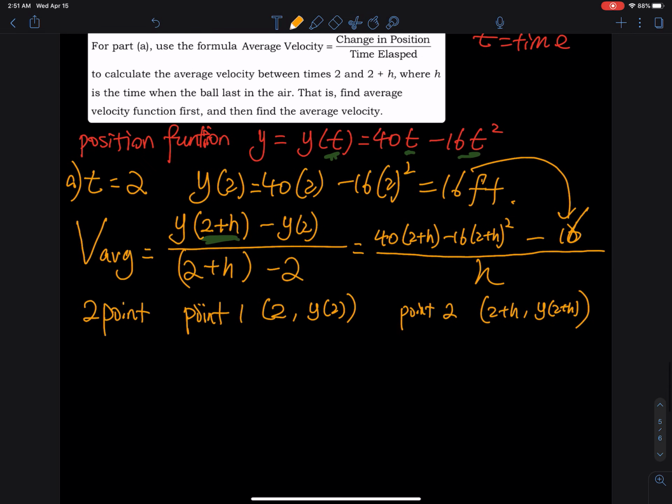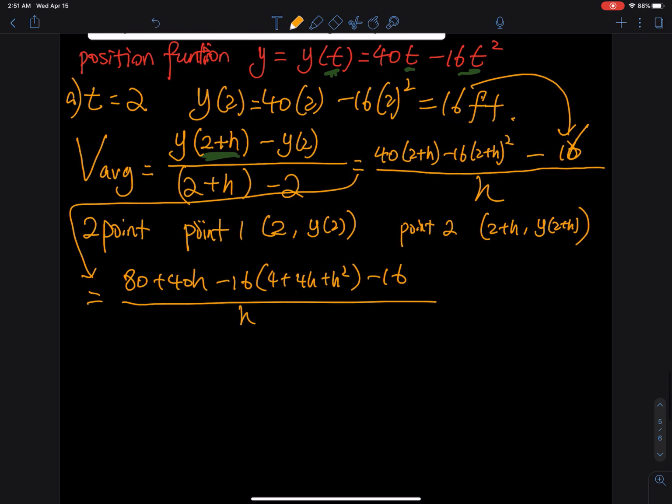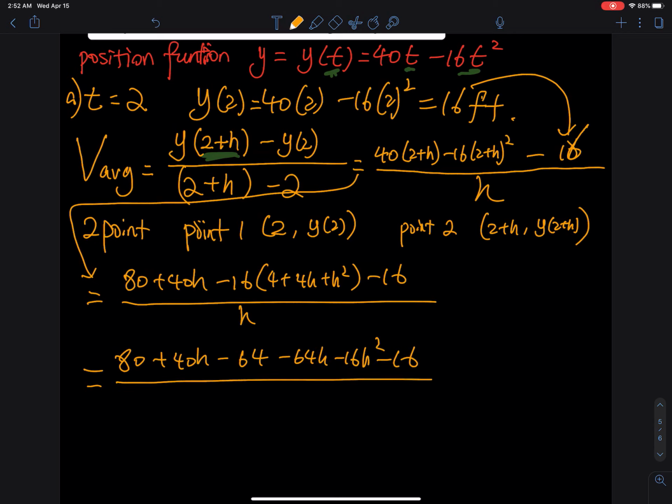Okay, and then you have to plug in, right? So 2 points. So it's actually not a plug-in. You have to fully simplify. So you have 80 plus 40h minus 16 times 4 plus 4h plus h squared, minus 16, divided by h. And then clean up the top. You have 80 plus 40h minus 64 minus 64h minus 16h squared minus 16, divided by h.